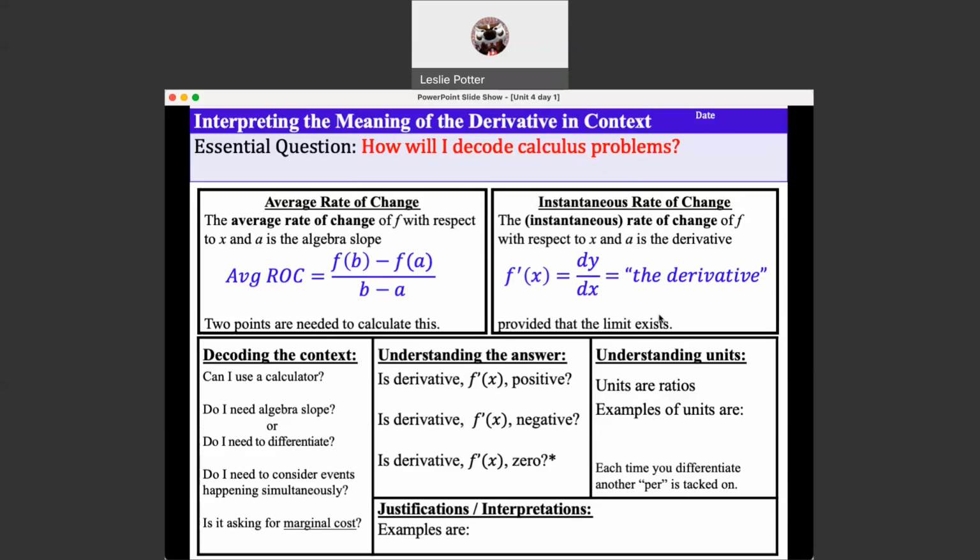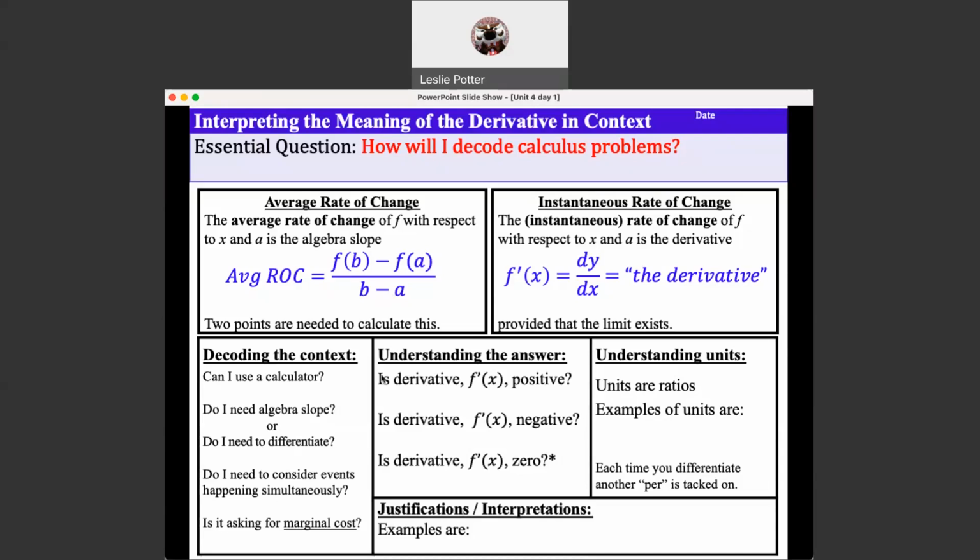A lot of times they have you approximate the instantaneous rate. And if they have you approximate it, then we are right back here at average rate of change. We're right back here at algebra slope. So remember that approximation, anything that asks you to approximate something is taking you right back to algebra.